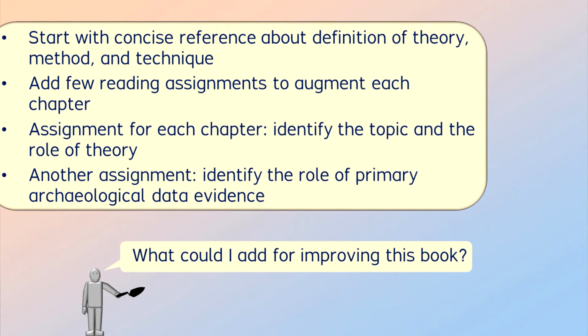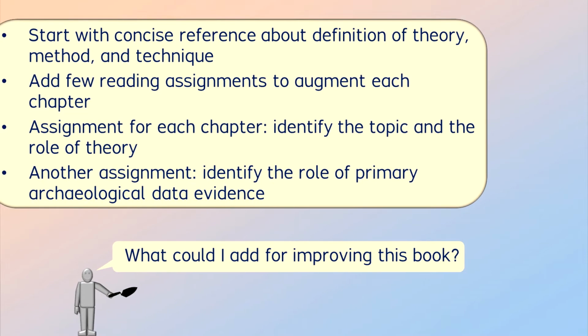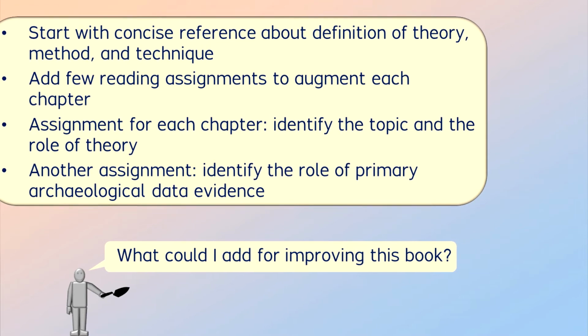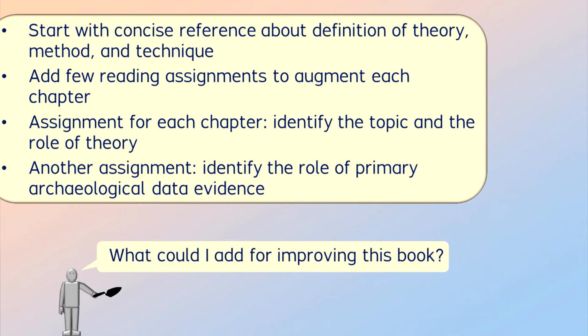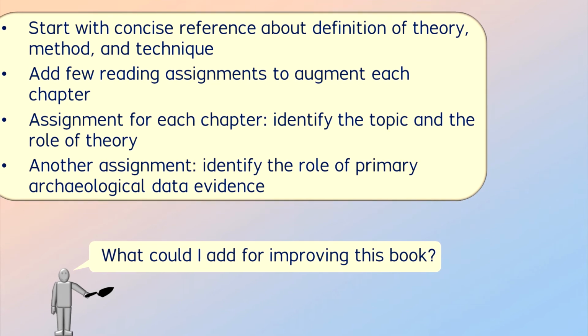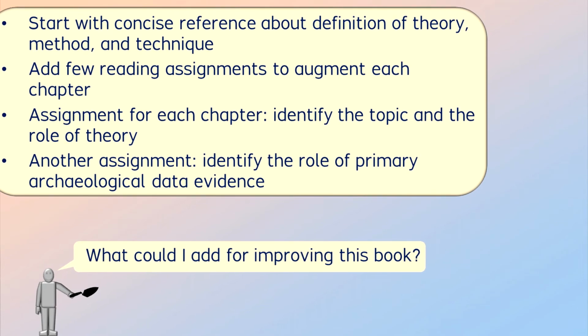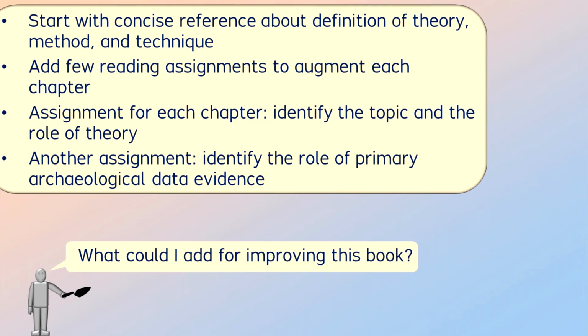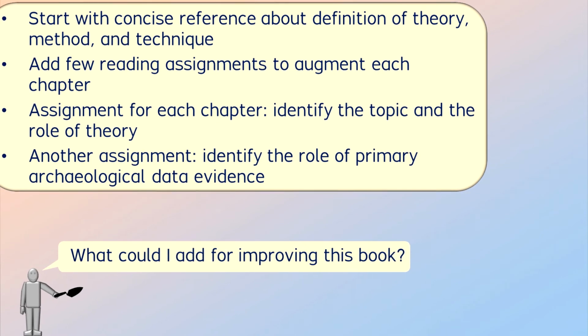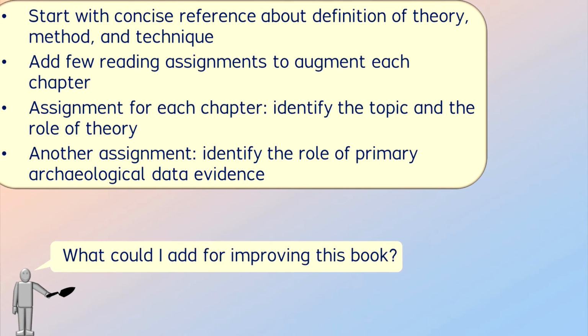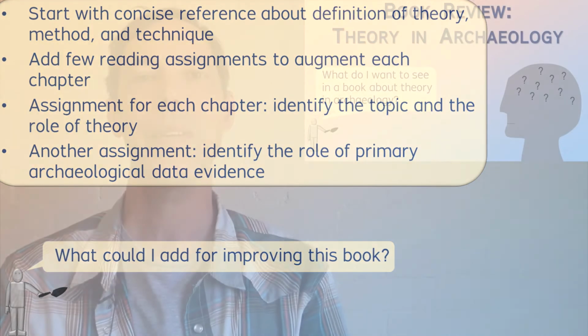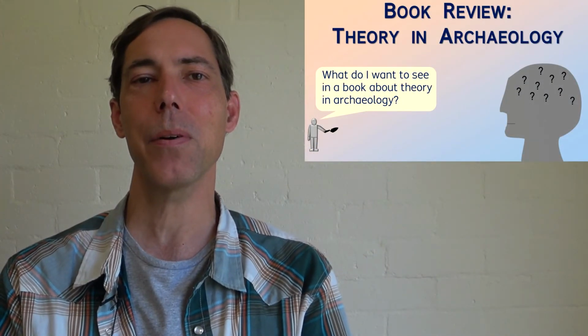Third, in a classroom setting, I would encourage a simple writing assignment for each chapter, identifying the scope and definition of the chapter and the role of theory in each case. Fourth, another classroom assignment can identify the potential for using real archaeological data with whatever theory, perspective, or methodology is being proposed. In concluding this episode, now you should be familiar with some of the major issues and concerns for reading, writing, and evaluating a book about theory in archaeology.